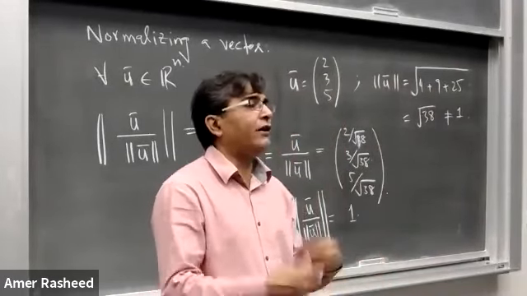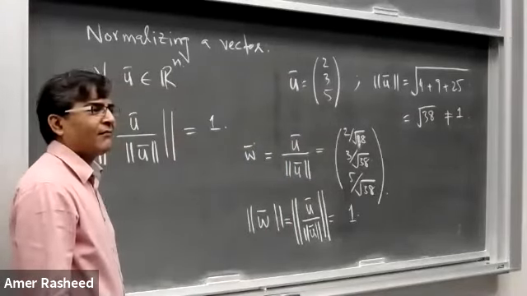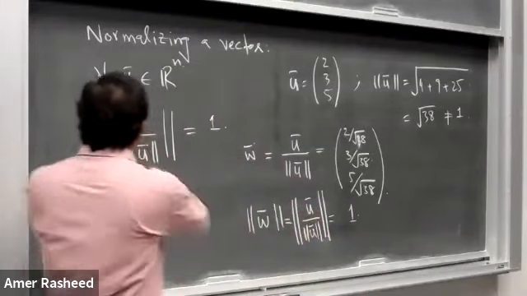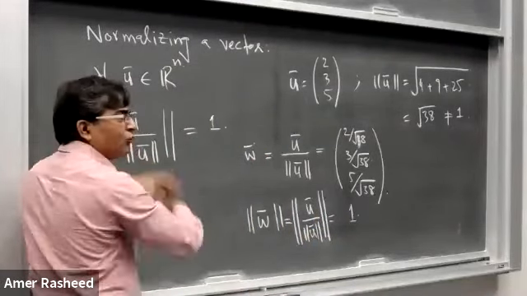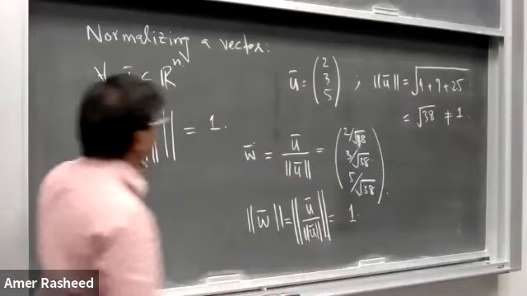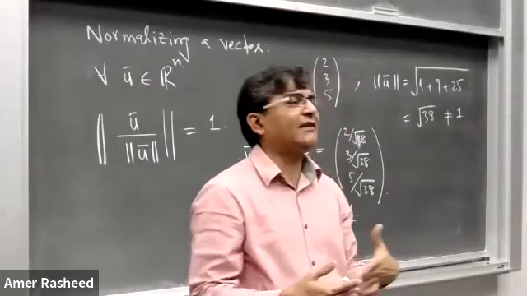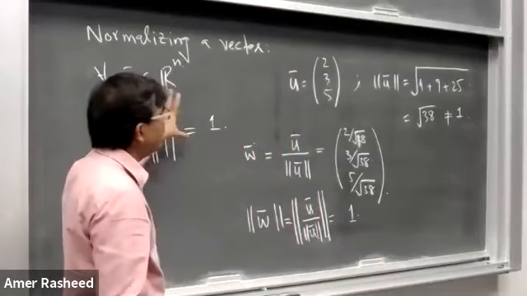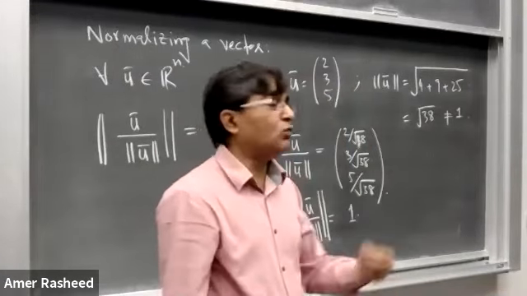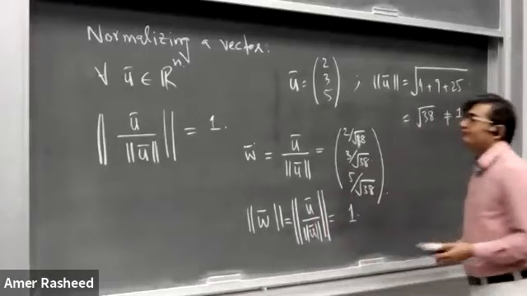What if the vector is already a unit vector? Would this be affected? What is the definition of a unit vector? Its norm is one. So you divide each component by one, so it won't change anything. It would remain the same. If we use this definition to normalize a unit vector, it won't change anything. But if a vector is not a unit vector, then this procedure is called normalizing a vector, meaning making its norm equal to one. Any question?